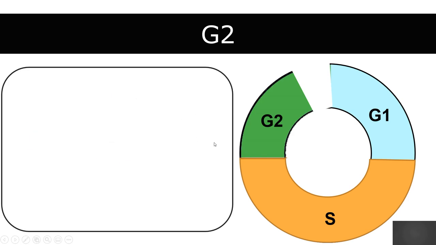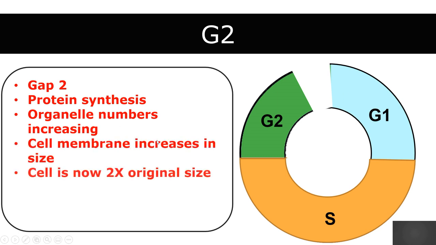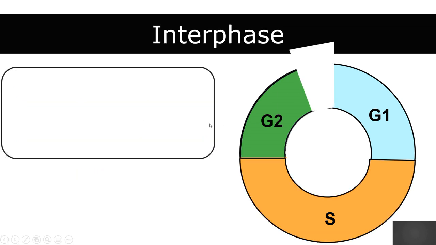So the next part of the cell cycle is going to be G2, which is gap 2. And so just like in G1, it's kind of a repeat. You get even more protein synthesis, even more organelles that are going to be increasing in number. And again, that cell membrane is going to increase in size, and that cell is now 2 times the original size because it is about to start dividing at the end of G2. So both G1 and G2 have these things happening. So the protein synthesis, the organelles increasing, as well as the cell membrane.